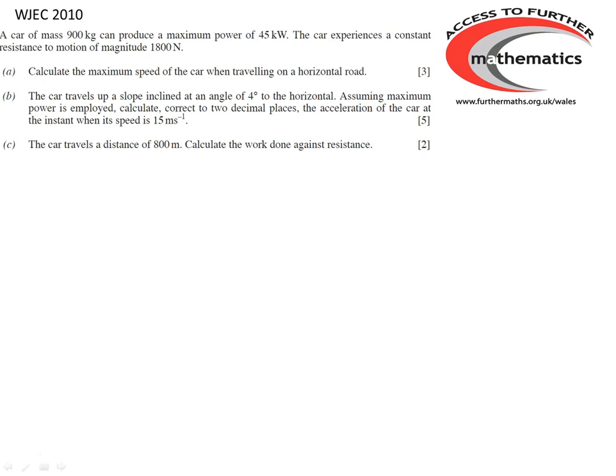The first one comes from the WJEC paper of 2010. We have a car of mass 900 kilograms that can produce a maximum power of 45 kilowatts. The car experiences a constant resistance to motion of magnitude 1800 newtons. We've got to calculate the maximum speed of the car while it's travelling on the horizontal road to begin with. So we'll start by drawing a diagram.